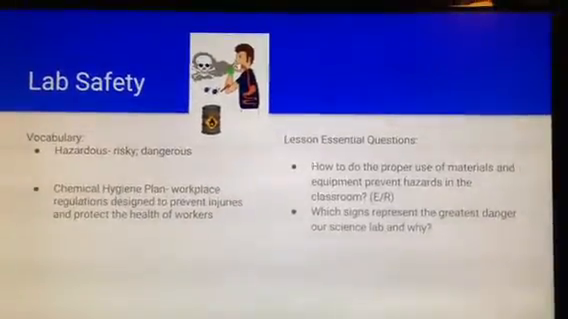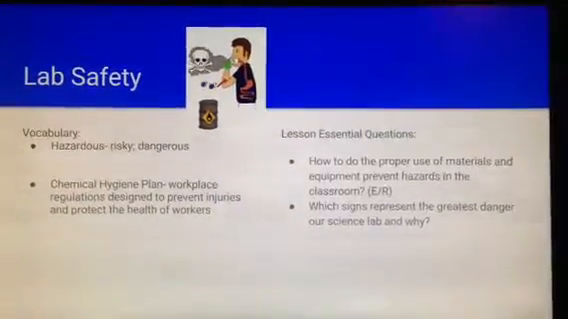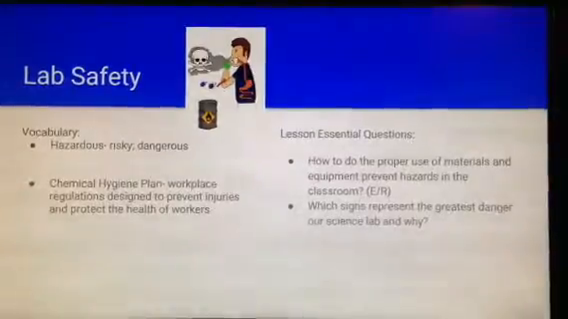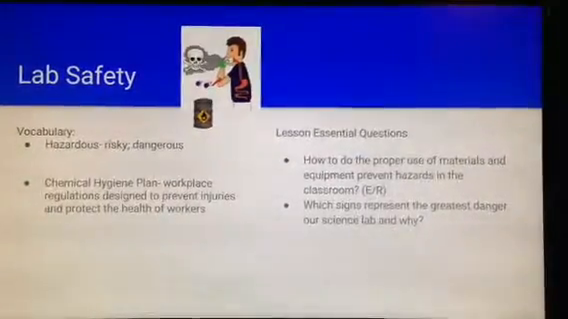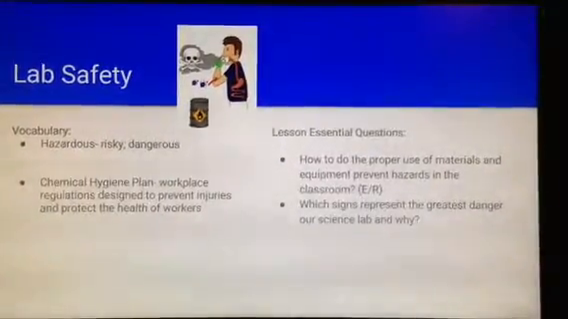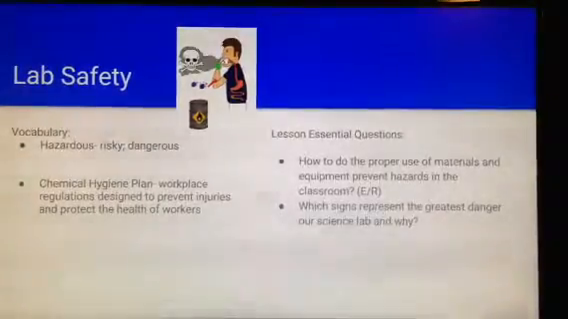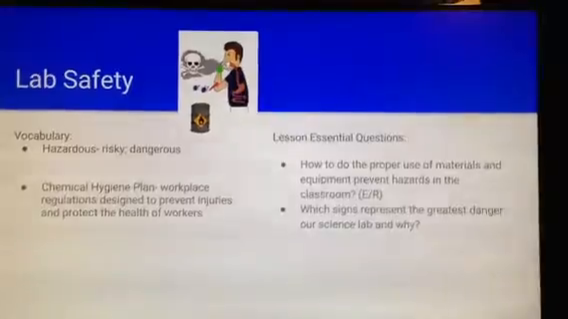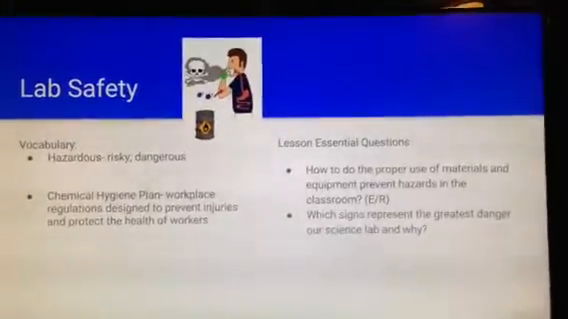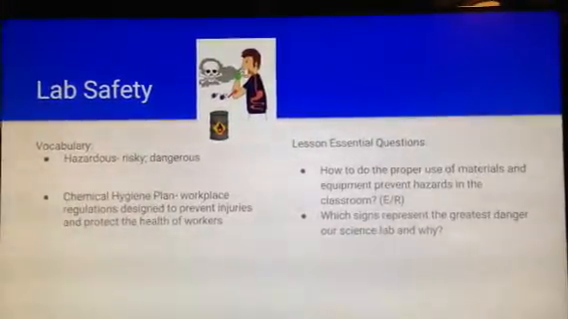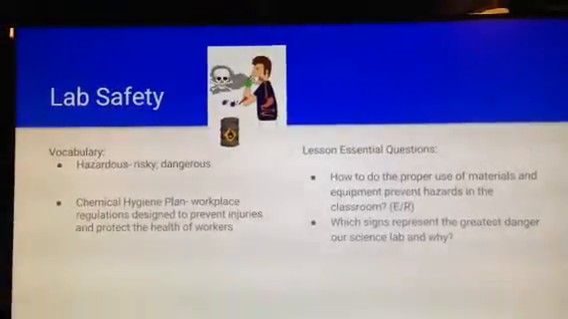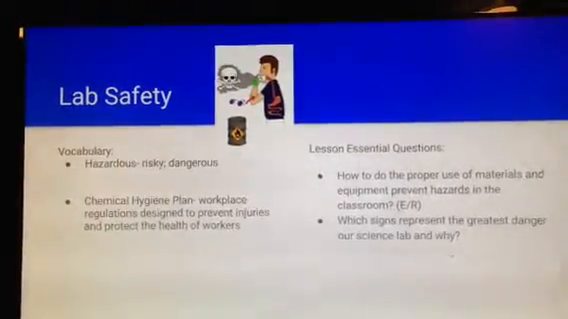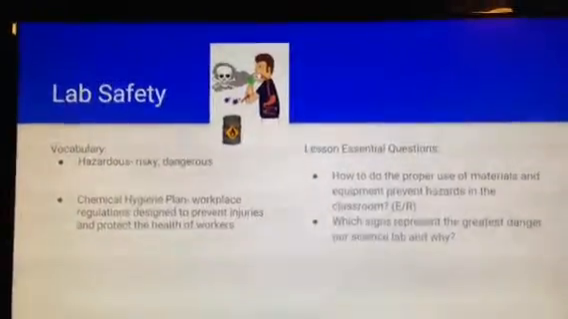And then the lesson essential questions for this concept are: how to do the proper use of materials and equipment to prevent hazards in the classroom, and which signs represent the greatest danger in our science lab and why. And then for this picture, we just have something that happens if you don't follow lab safety.